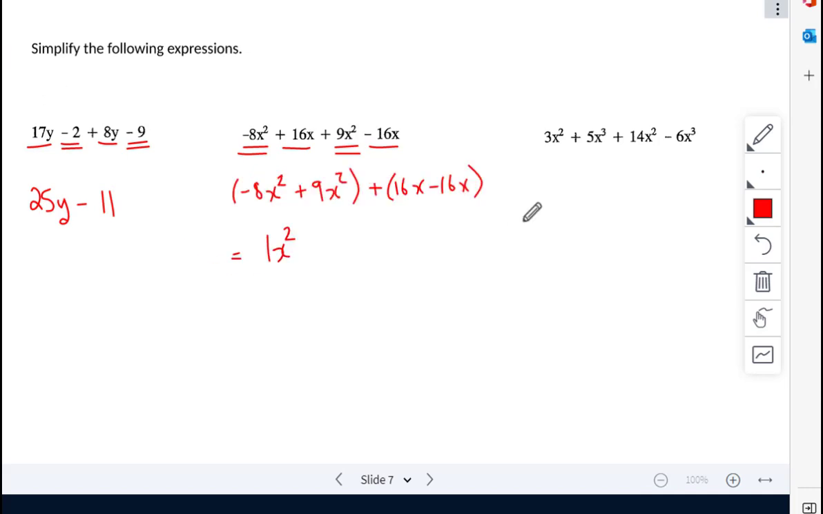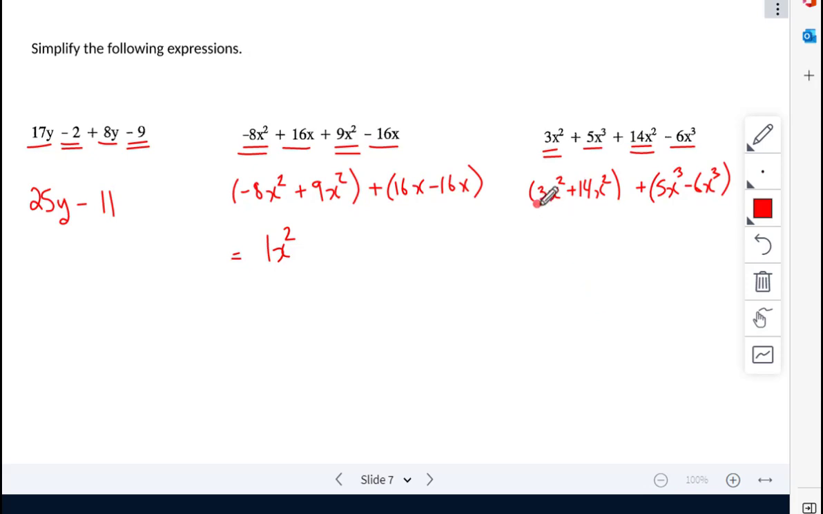Okay, so for our last one, we have 3x squared and we have 14x squared, and then 5x cubed and negative 6x cubed. All right, so we're collecting 3x squared and 14x squared. So I'll show my step here. So 3x squared plus 14x squared. And then we have 5x cubed minus 6x cubed.